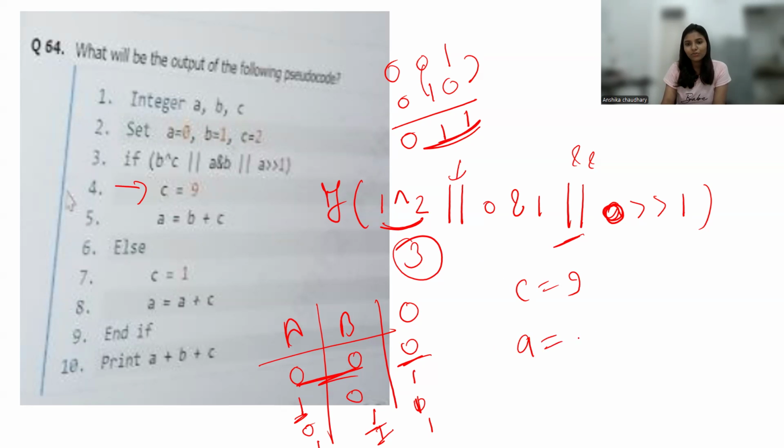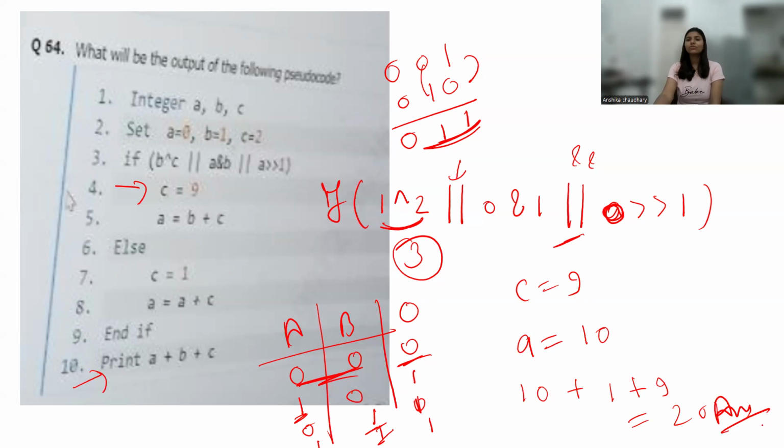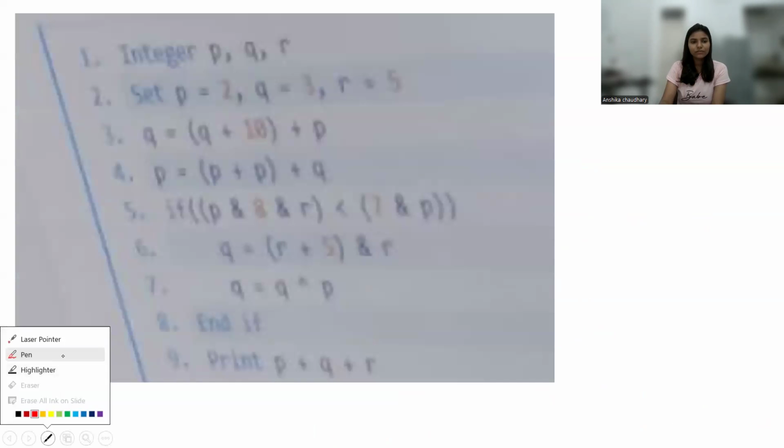So B was 1, right? And C is 9, so it will become 10. And now here we need to print a plus b plus c. So a is 10 plus b is 1 plus c is 9. So it will become 20. So 20 will become our final answer for this particular question. I hope it is clear to you. So let's move on to the next question.